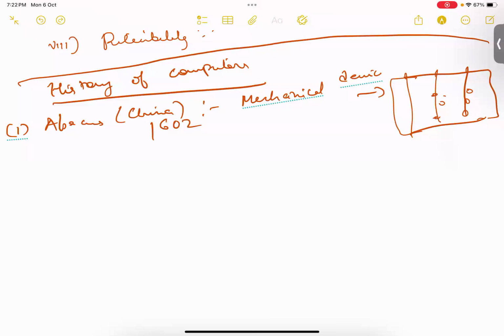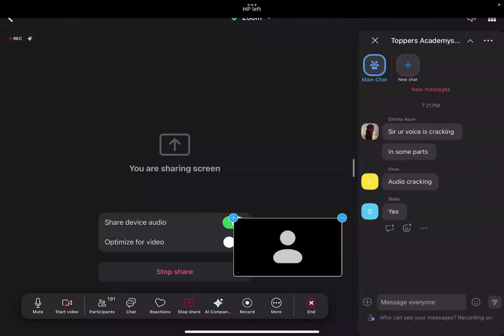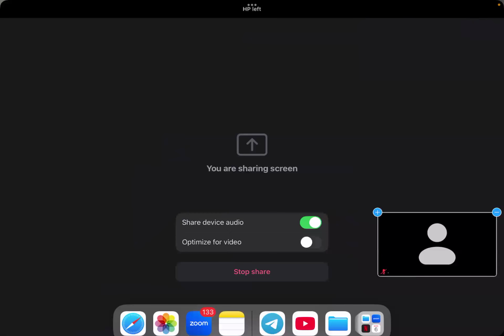In the beginning, the computer was not an electronic device. It was a very simple mechanical device. We can do subtraction, we can do multiplication. Is it from the beginning or is it just now? Now, sir. Sure.